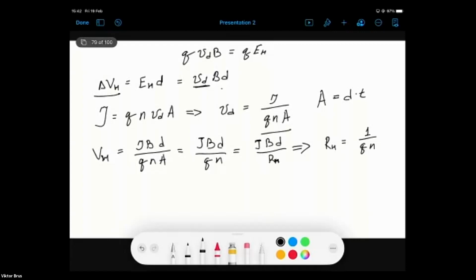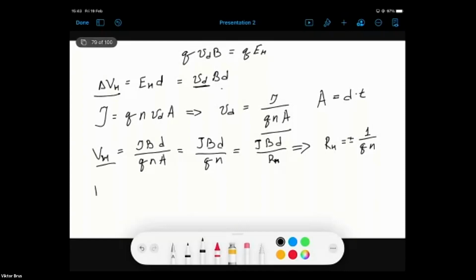1 over the product of electric charge times concentration of charge carriers in the semiconductor or metal. Taking into account that charges can be negative and positive, this Hall coefficient can also be positive or negative. And we can express this Hall coefficient based on the measured Hall voltage. We can also define whether the Hall voltage is positive or negative, depending on polarity, as we discussed before.